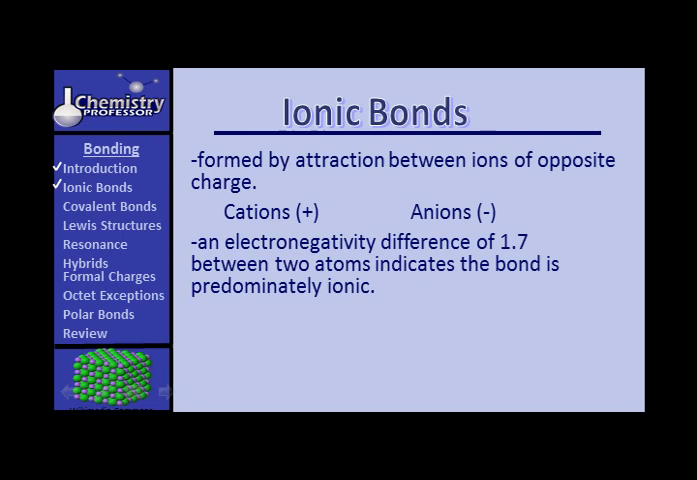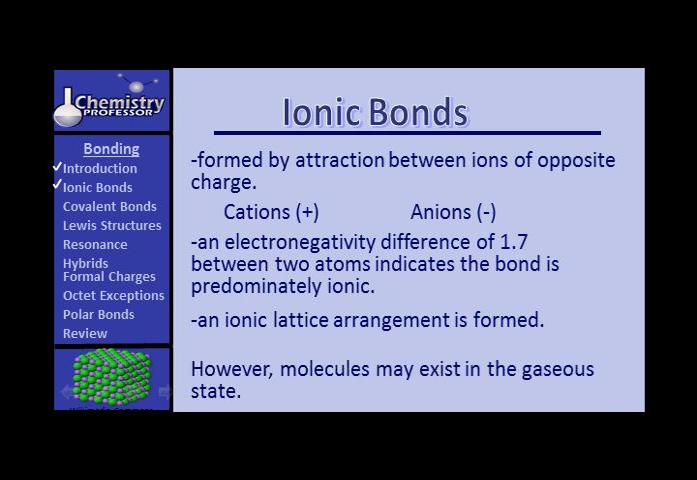And if you see an electronegativity difference of greater than 1.7, assume that the bond formed between those two particular elements is ionic. Now technically there's not a molecule. Instead, in the solid state, we have an ionic lattice arrangement. When do we have molecules of these things? Well, perhaps in the gaseous state, but we're not going to deal with that right now. Let's look at the ionic lattice arrangement.